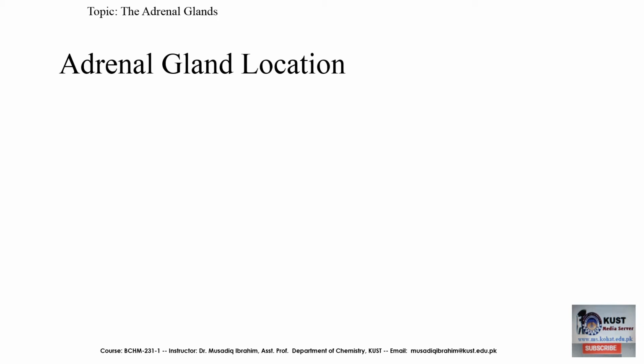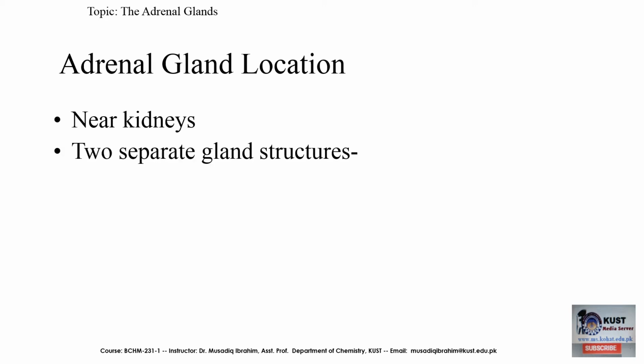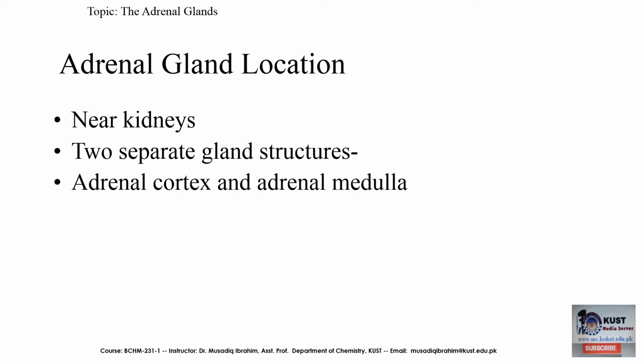So now moving towards the adrenal gland location. As we discussed in the previous slides, they are present on top of each kidney. So they are present near the kidneys, and these are two separate gland structures which are present on each kidney, and they are called adrenal cortex and adrenal medulla. The adrenal cortex is the outer region of the adrenal gland, and adrenal medulla is the inner region of the adrenal gland.